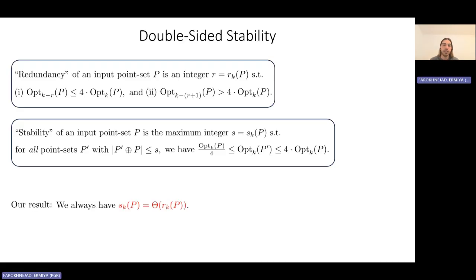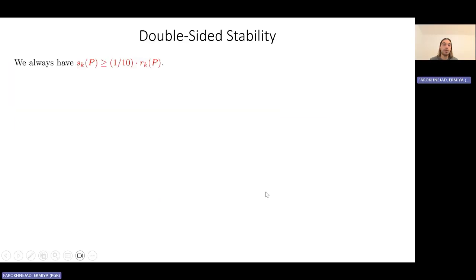Now what we showed is as follows. We showed that the stability of the space is always theta of redundancy of the space. One side of the inequality, which says that redundancy is always greater than stability, follows from the lazy update lemma, and I'm not going to talk about that. But I'm going to talk about this side of the inequality, which says that stability is always omega of redundancy.